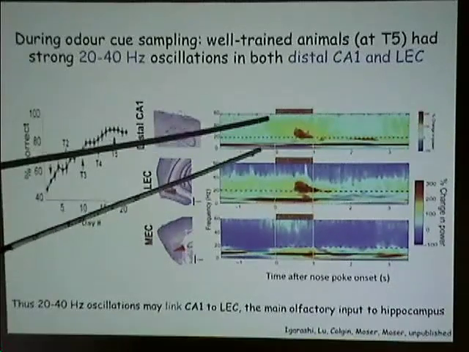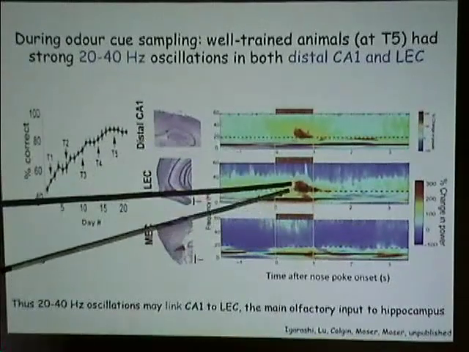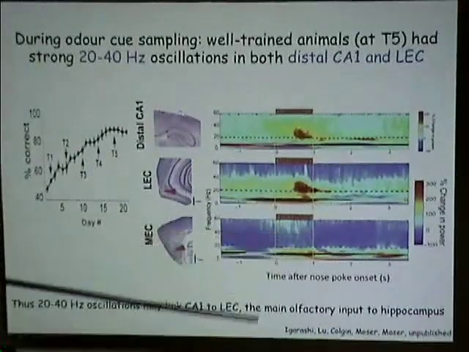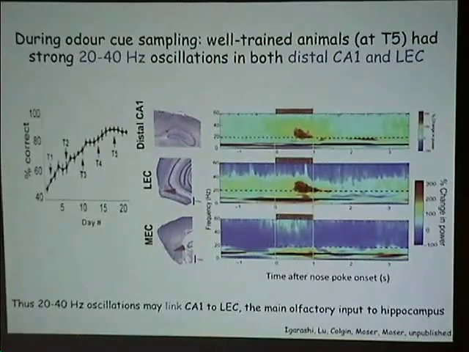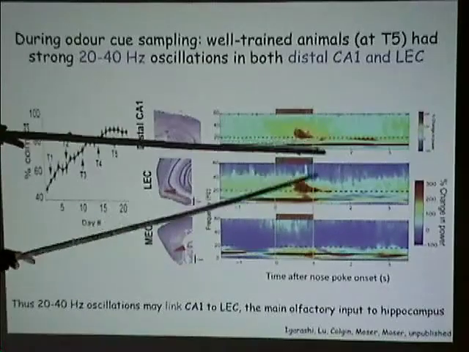This happens in distal CA1, happens in LEC. It does not happen in medial entorhinal cortex. Yeah, Neil. It happens in CA3, because this is like the sort of low gamma that yeah. No, so we have not recorded in CA3, I can't tell, but we have recorded in proximal CA1. So if it was a reflection of what came through CA3, you would expect to see the similar thing in proximal and distal, whereas this is quite unique to the distal.